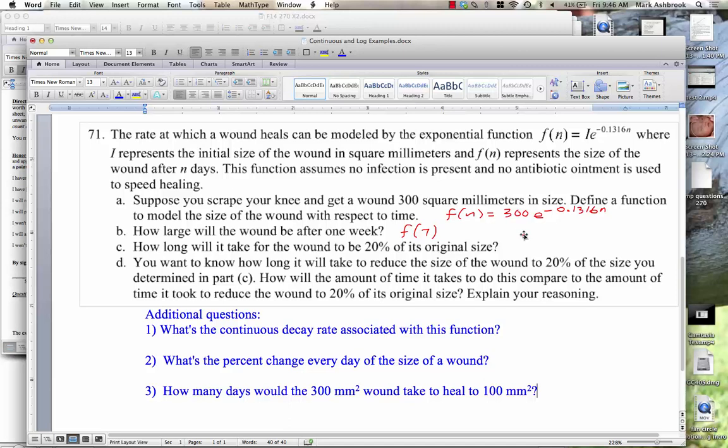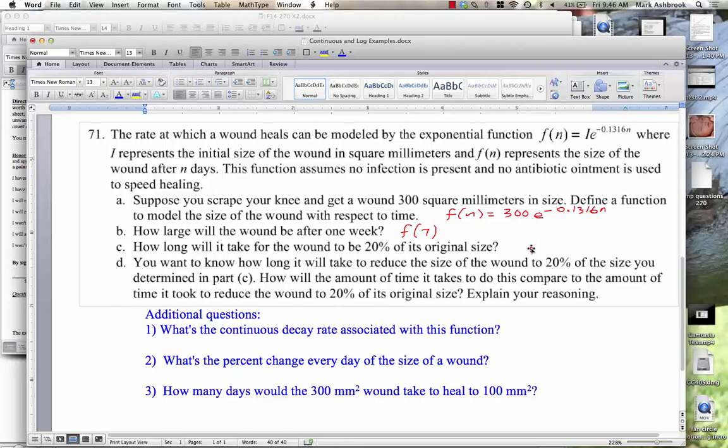Don't forget this function notation is so important as a way of expressing output values. That's a number. F of 7 is a number. It's the output when the input is 7. So in this case, it's the size of the wound after 7 days, in millimeters squared. All right, so we want 20% of its original size. Let's see, who's up? Wyatt. How will we get 20% of its original size?